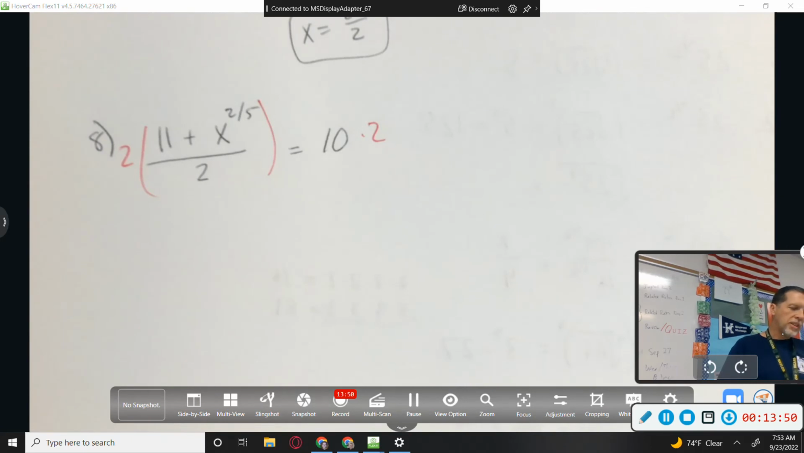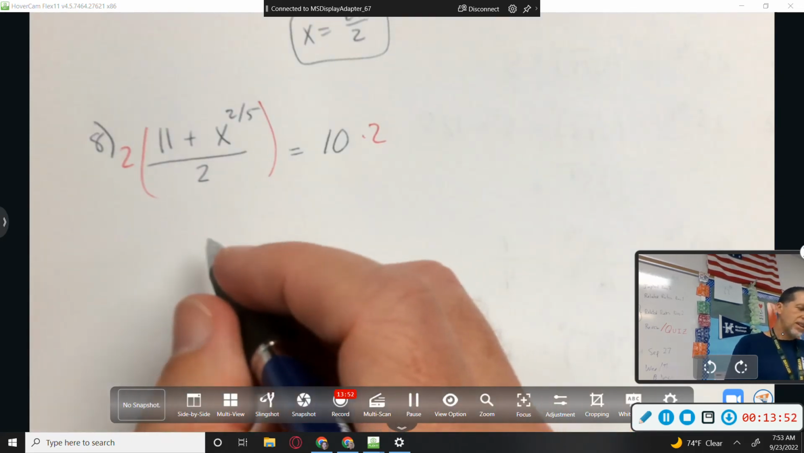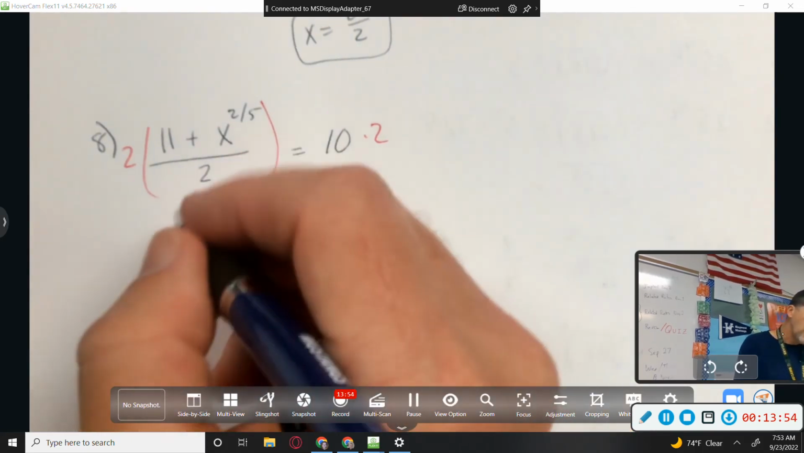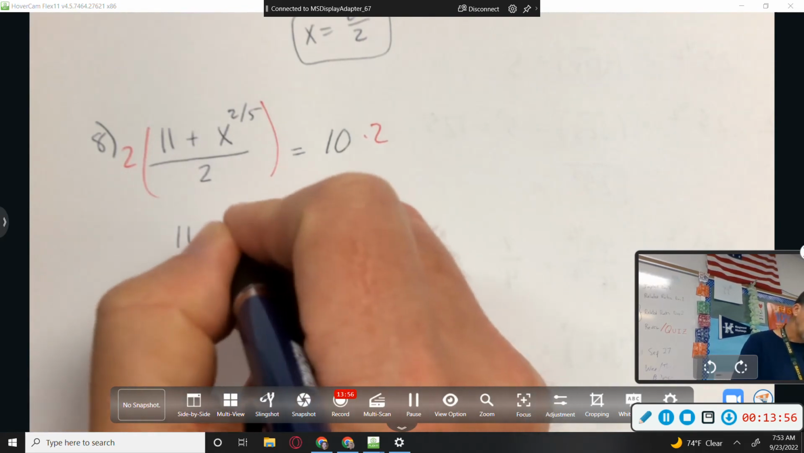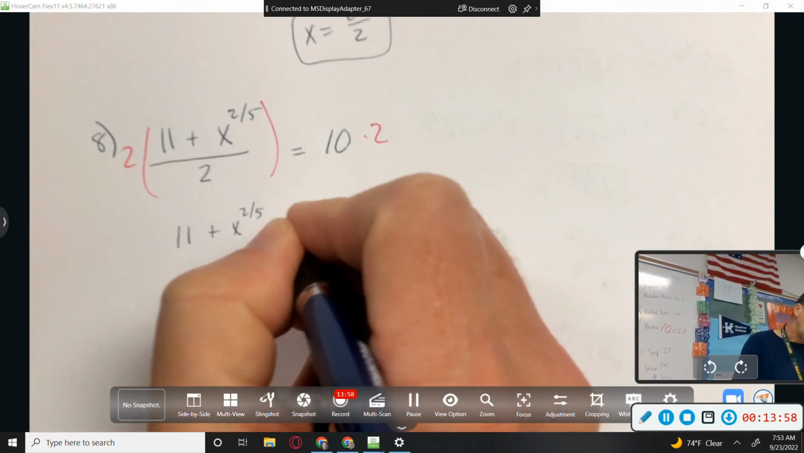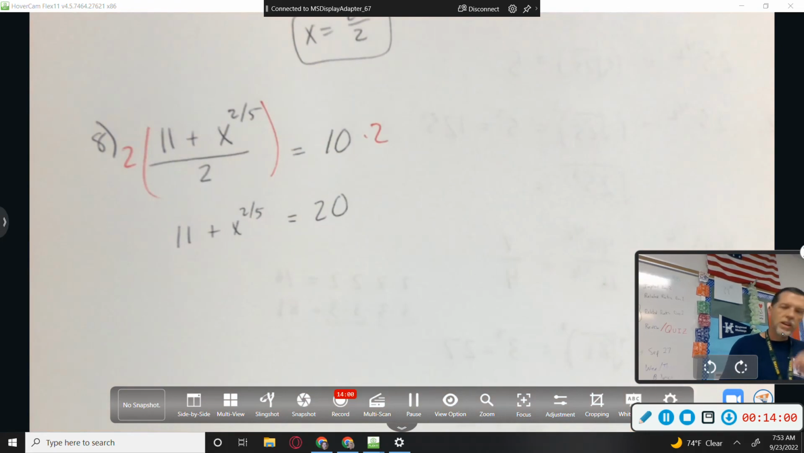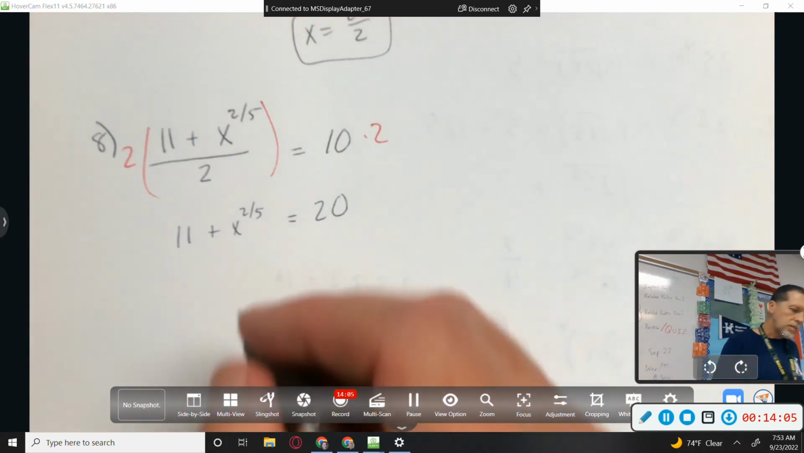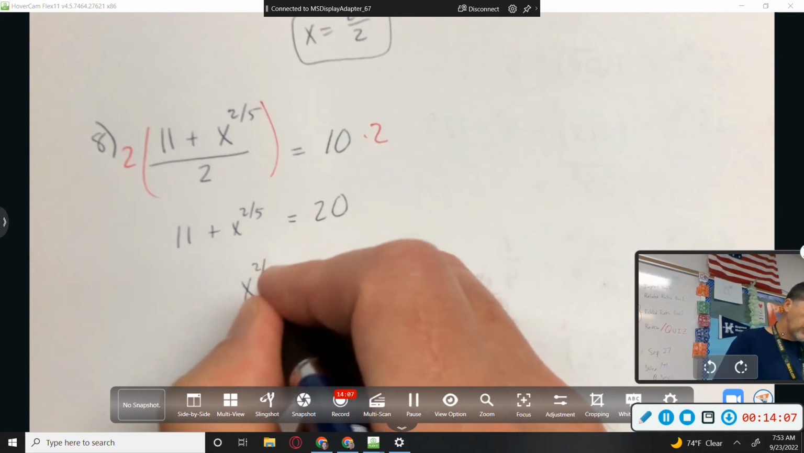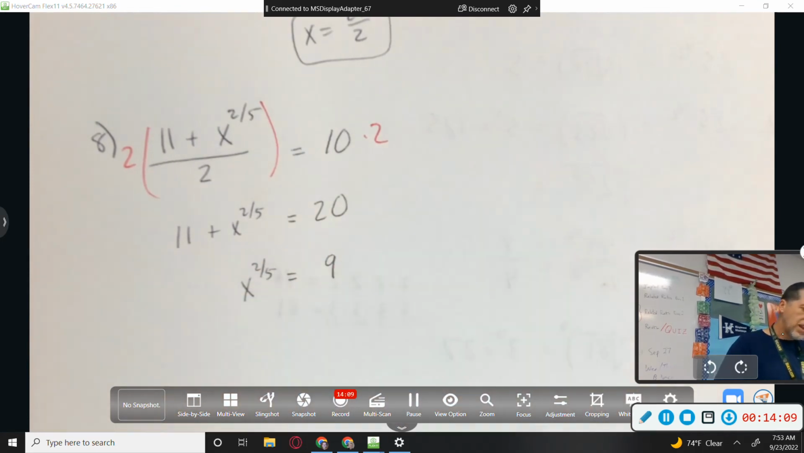What happens on the left-hand side? They cancel. That was the whole point of multiplying by 2. 11 plus x to the 2/5 equals 20. So x to the 2/5 equals 9. What next? This would be the new thing for today. What do I raise both sides to? What power do I want to use?